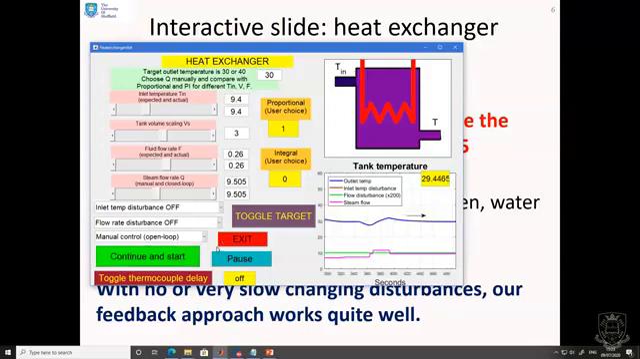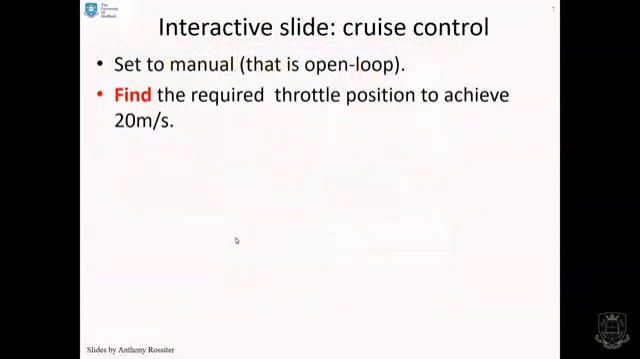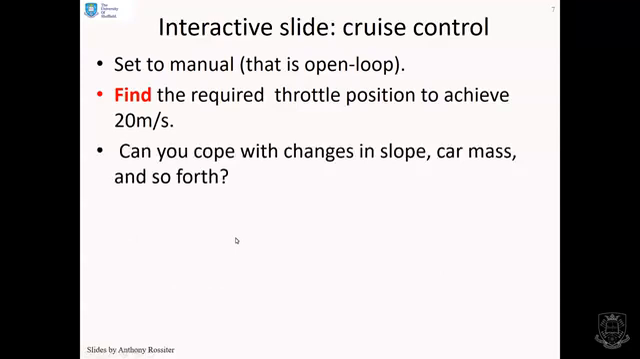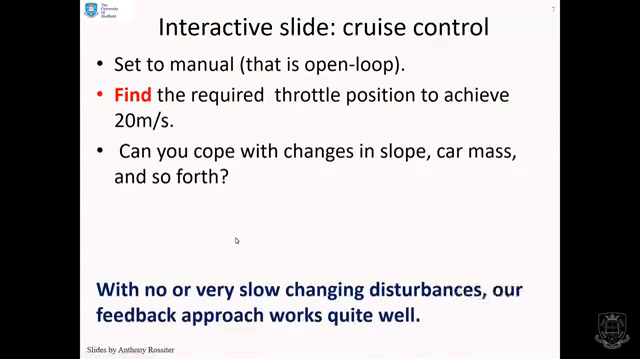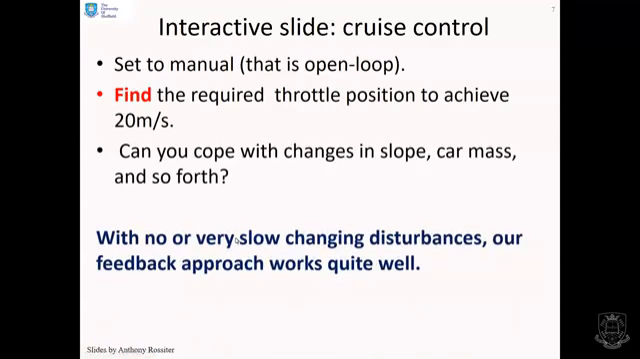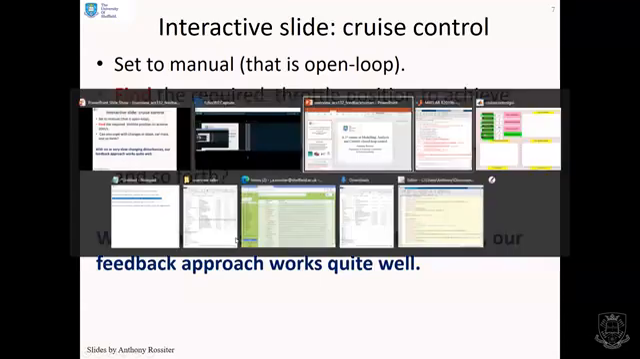Okay, so let's kill that one. So next one, cruise control. What would you do with your throttle to achieve 20 meters per second? And can you cope with changes in slope and car mass and so forth? And again, what you'll see is that with no or very slowly changing disturbances, the human approach to feedback is pretty effective. So let's find the car.